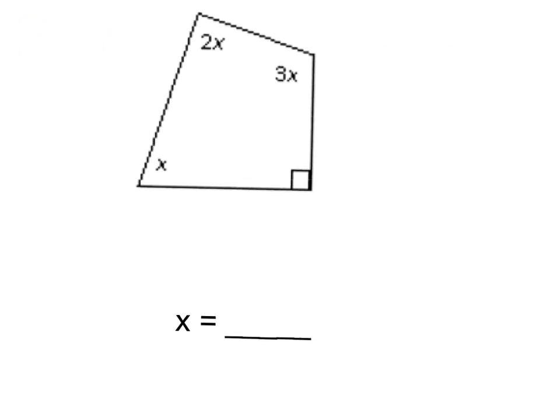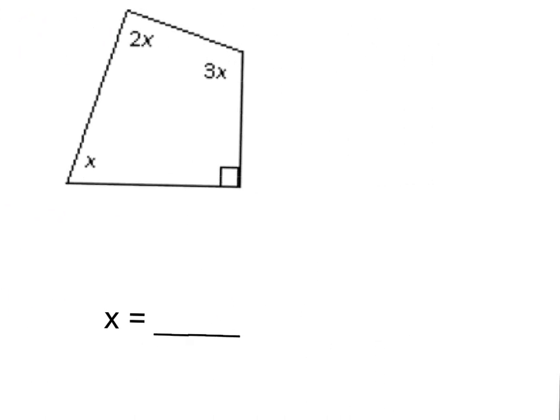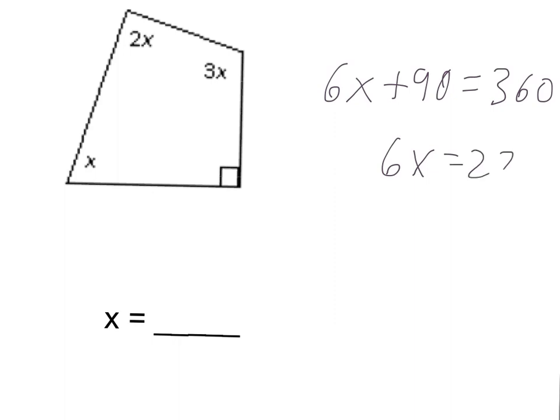Next one, quadrilateral. Add them up. They're going to add up to equal 360 because it's a quadrilateral. So 6x plus 90 equals 360. Subtract 360 from both sides. Divide by 6, and x equals 45.